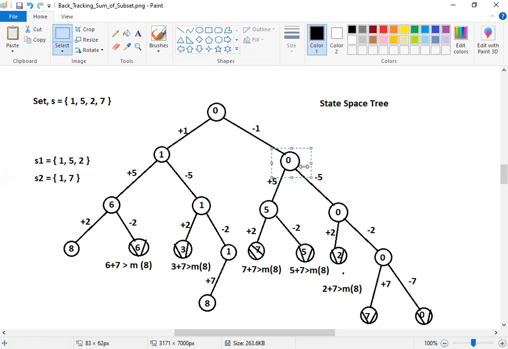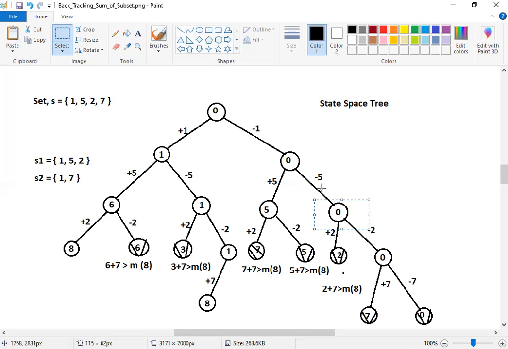subset. So I will go along with the negative sign, by drawing a right child from 0. Here the edge will be indicated as -5. That means I did not include 5. So this particular node 0 on this third level indicates that I'm in a path where I did not include 1, I did not include 5.